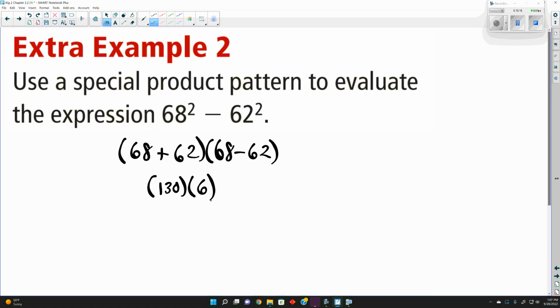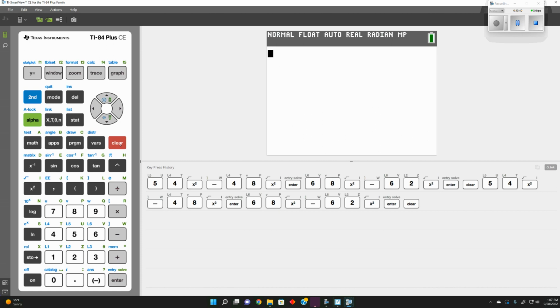And then we do 130 times 6. So 780. So Quincy, so you're just typing in 68 plus 62 and doing it that way? I mean, yes. Let's clear that out.